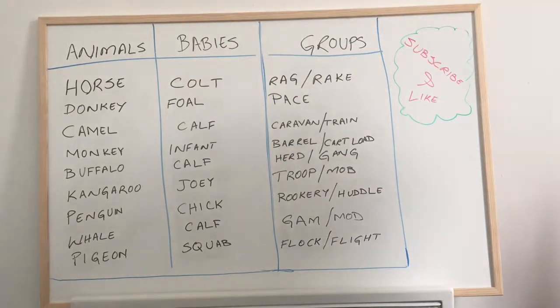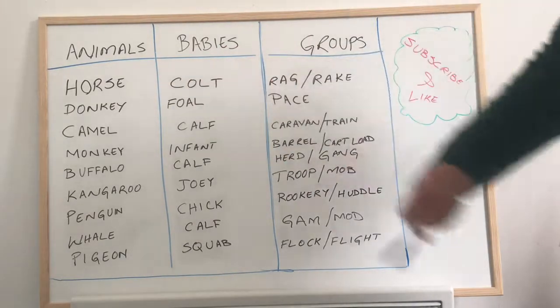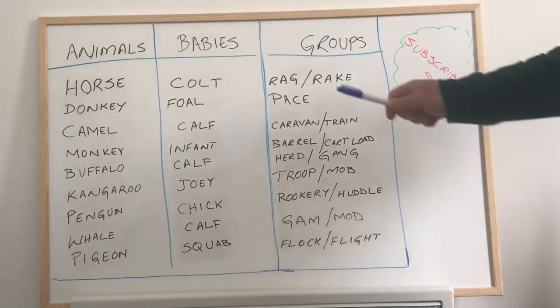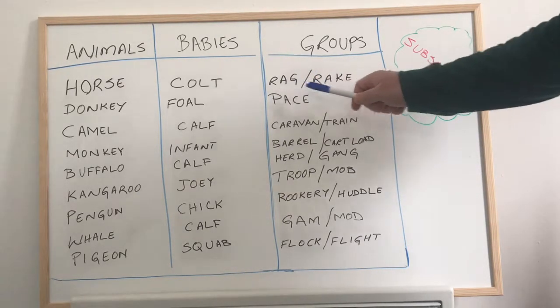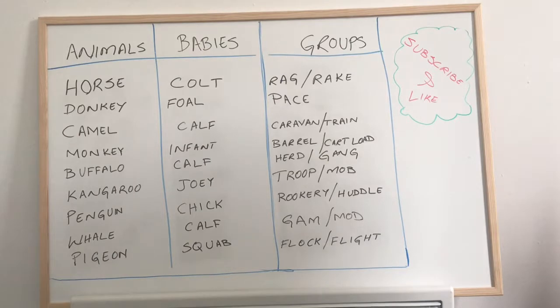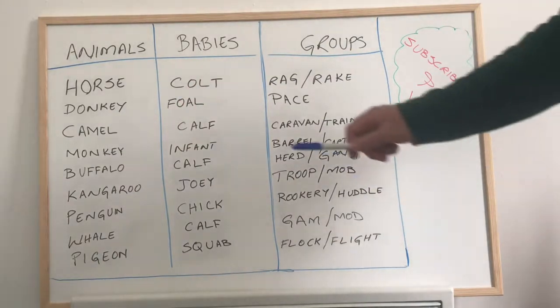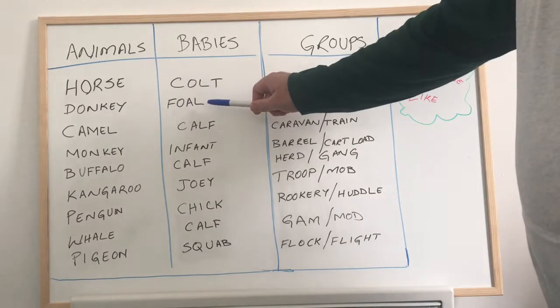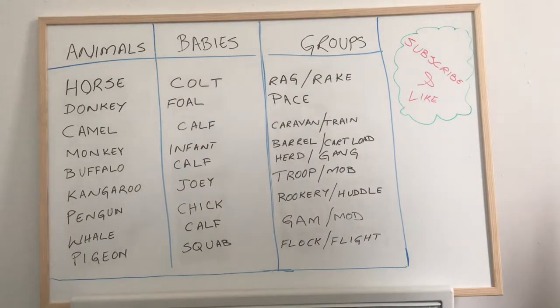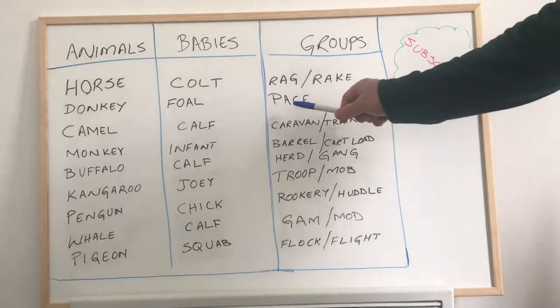Horse, the baby horse is called colt, and the group of horses is called rag or rake. Donkey, the baby donkey is called foal, and the group of donkeys is called pace.